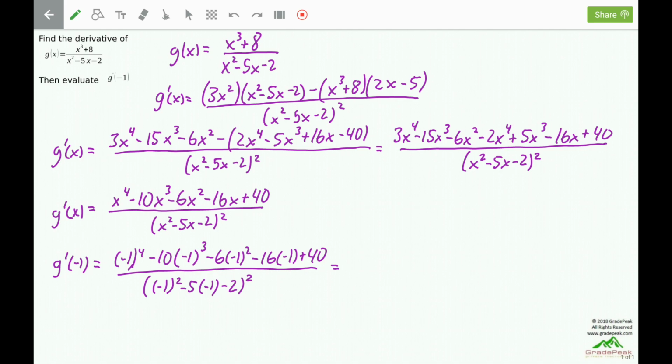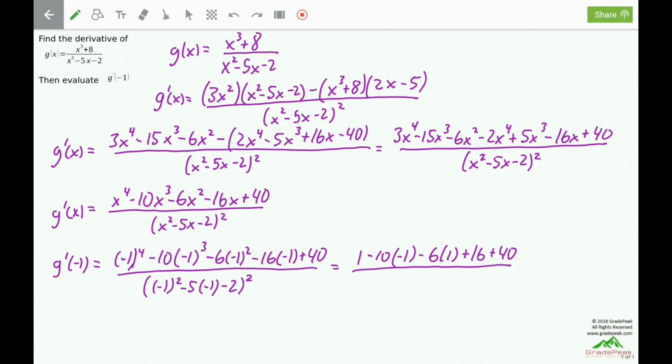Negative 1 to the 4th. Negative 1 times negative 1 is positive 1 times the negative 1 is negative 1 times 1 more negative 1 is positive 1. So that's a positive 1. We'll have minus 10 times negative 1 cubed. Negative 1 times negative 1 is positive 1. 1 more negative 1 gives us negative 1. Minus 6 times negative 1 squared, which is a positive 1. Minus 16 times the negative 1, that's a positive 16. And then plus the 40.